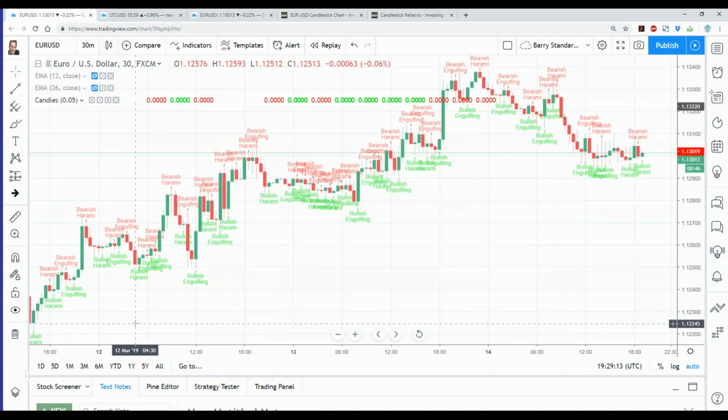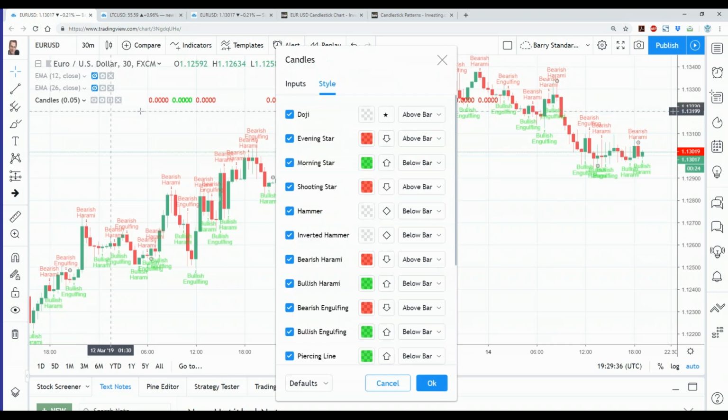It added, now what we have all over our charts, we have every candlestick pattern that's ever come up on a chart. Well, this is too much. It's mind-blowing. It's too much on a chart. But you can customize it.